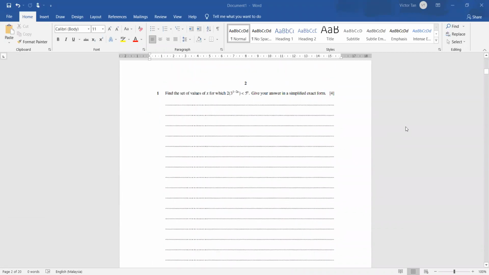Find the set of values of x for which 2 times 3 to the power 1 minus 2x is smaller than 5 to the power x. Give your answer in a simplified exact form. So for the exact form, we must put it in terms of logarithm. This is an exponential inequality. Exponential means the unknown x is a power. So in this instance, you need to log both sides.